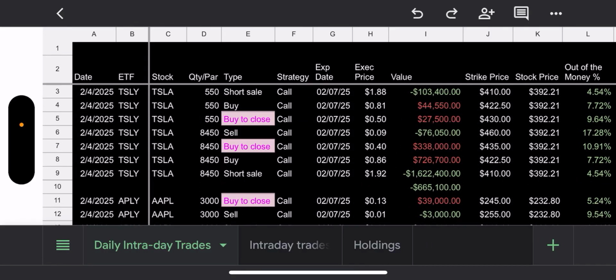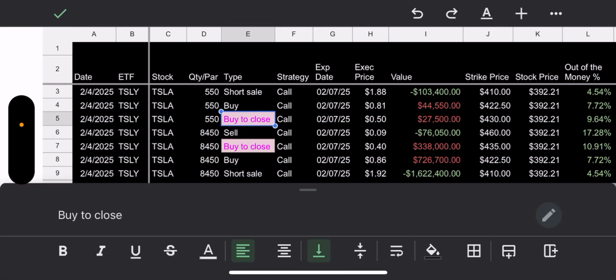All right, they got a lot of trades. What do they got? Buy, call. No puts. Okay, so no synthetic. They got a buy to close, call. They paid 50 cents. They closed the 430 strike. And they obviously won that trade. And then they closed a 435 strike. So they won that trade, right?